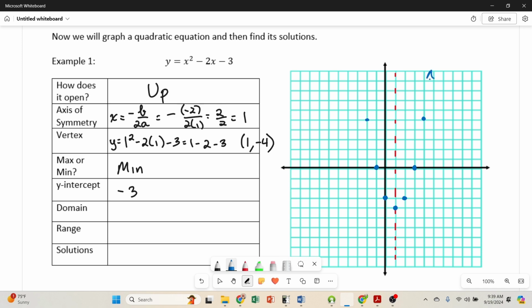Alright, so I'm just going to put some arrowheads here, and I'm just going to come down and sketch this the best I can. And there's my sketch, okay?